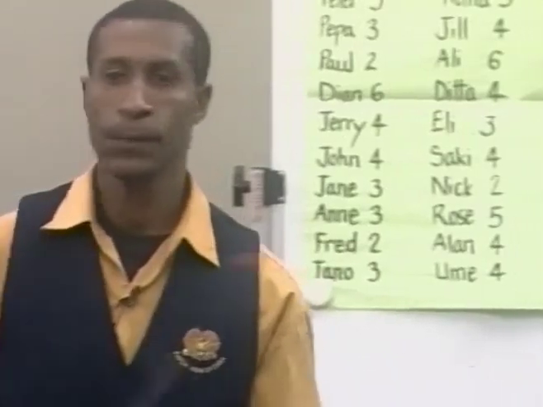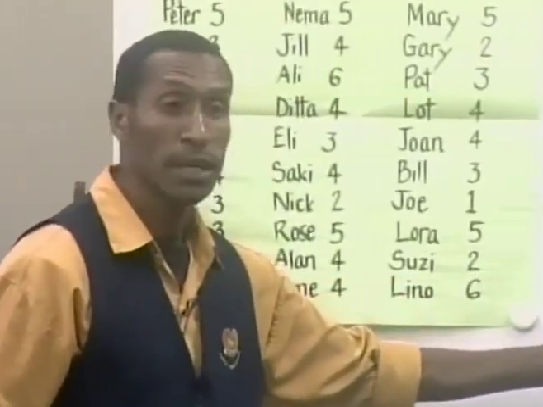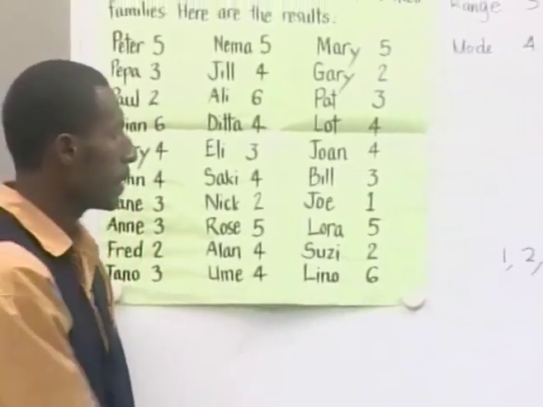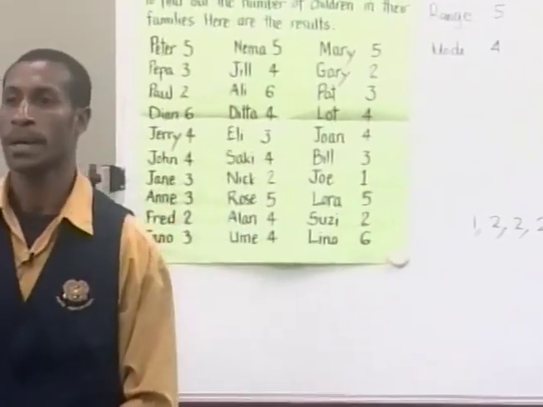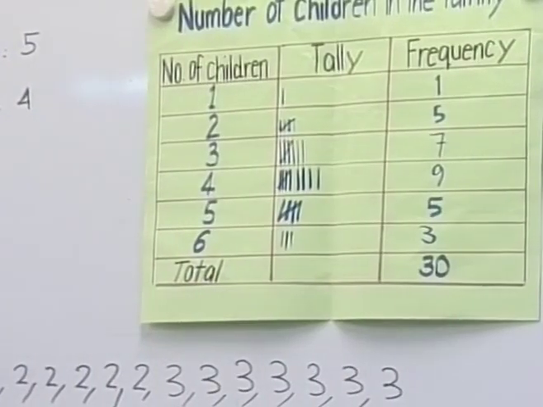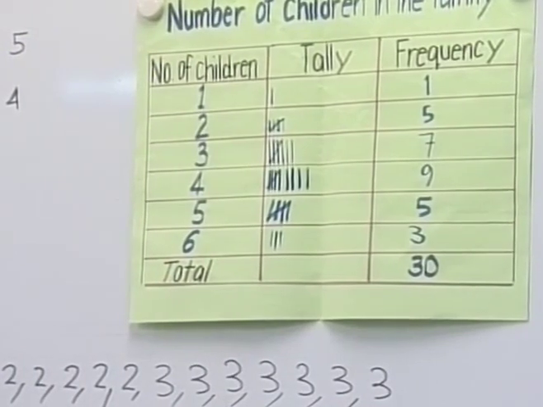So that's the first step. You have to put the scores in order of sizes. After you put the scores in order of sizes, you then cross out from both sides. And remember, when you come across one score in the middle, that is the median.